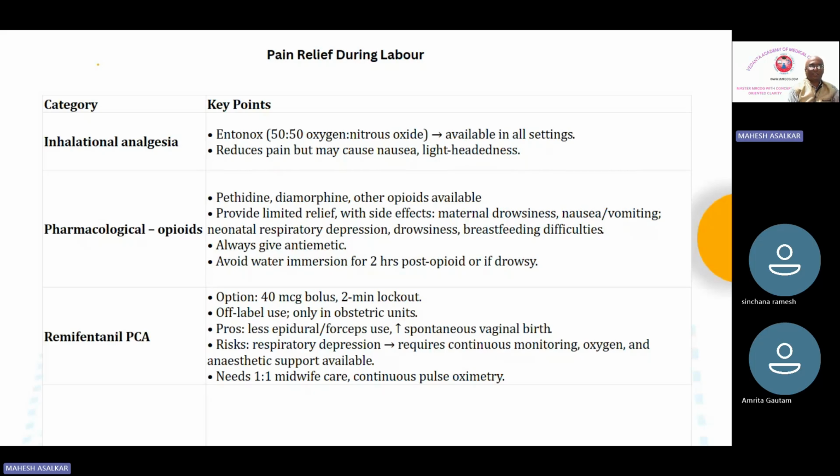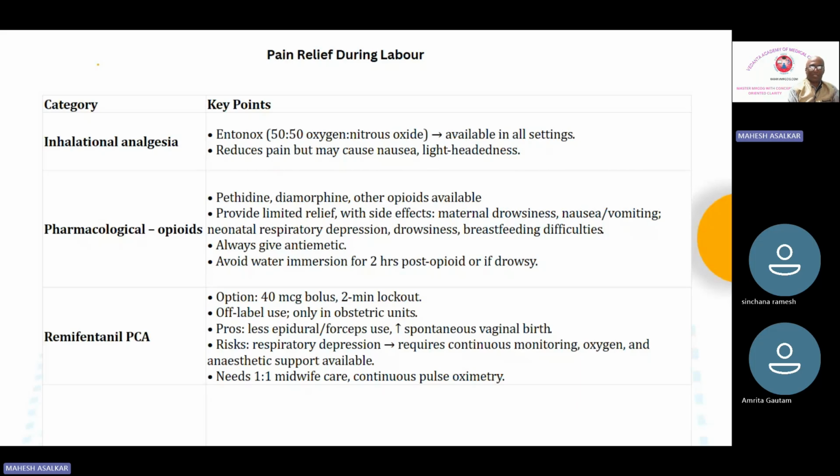Among the pharmacological agents, we have pethidine, diamorphine, or other opioids available. They provide limited relief with side effects such as maternal drowsiness, nausea, and vomiting. There may be neonatal respiratory depression, drowsiness, and breastfeeding difficulties. Along with opioids, always give an antiemetic, and avoid water immersion for 2 hours post opioid or if she is drowsy.